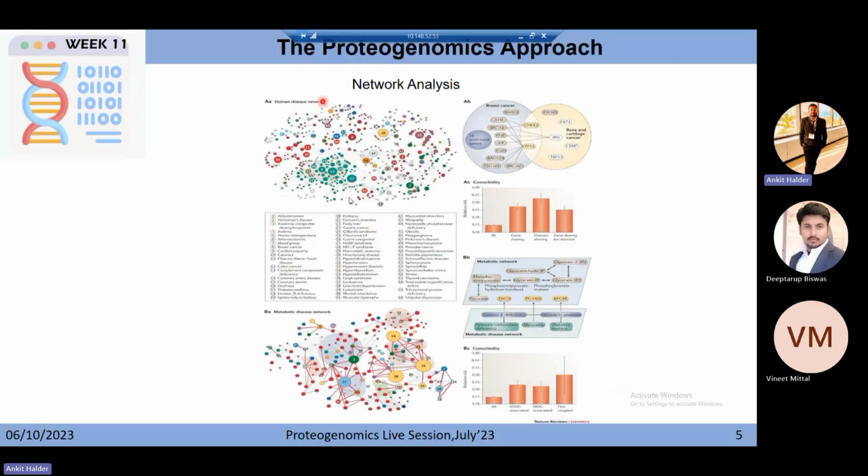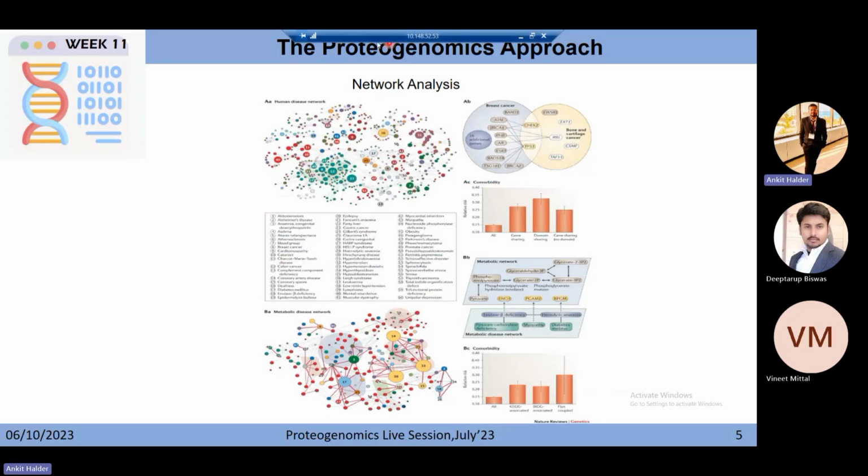So you can see that most of the diseases, most of the genes or proteins, will show an overlap with each other, with certain genes or proteins downstream getting affected, finally leading to a particular disease.